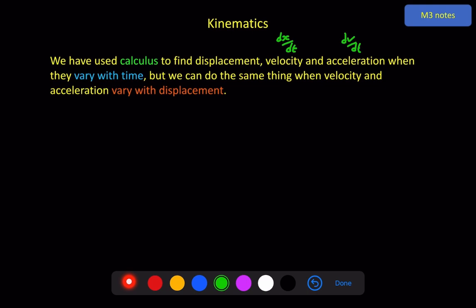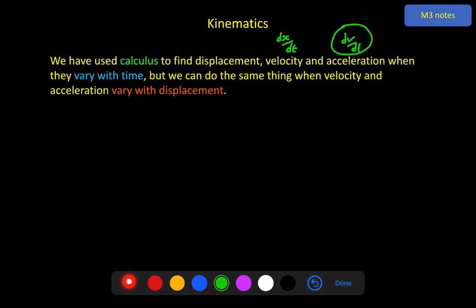Sometimes it's more useful to have them varying with displacement. Simple example, if you consider a spring oscillating backwards and forwards, you know at the maximum extension of the spring you're going to have a change in direction. So while there will be a dependence on time involved in that, it might be more convenient to consider it as depending on displacement. In this section then, we're going to be doing pretty much the same thing as we've done in the previous video, but with a slightly different formula.